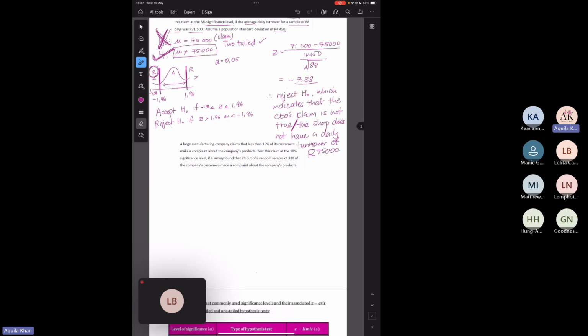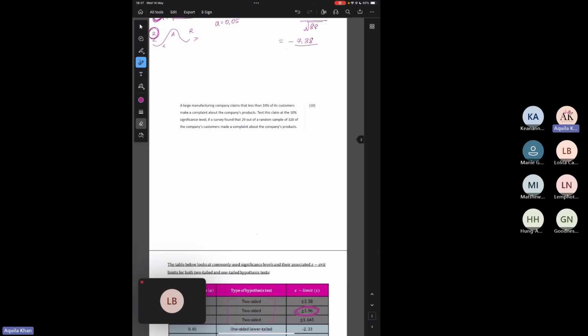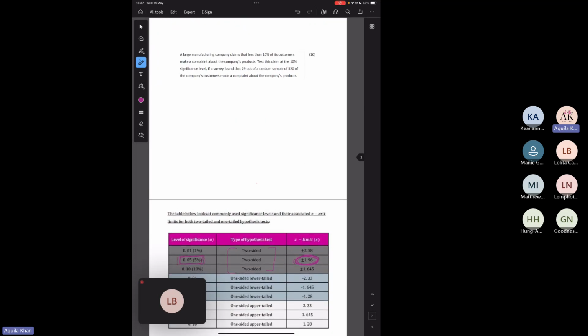So I'm just going to remove this here. Question 2 says that a large manufacturing company claims that 10% of its customers make a complaint about the company's products. And again, the moment you saw that percentage, it immediately said to us we are working with a proportion. So I'm going to write down on the side that it's a proportion that we're working with.